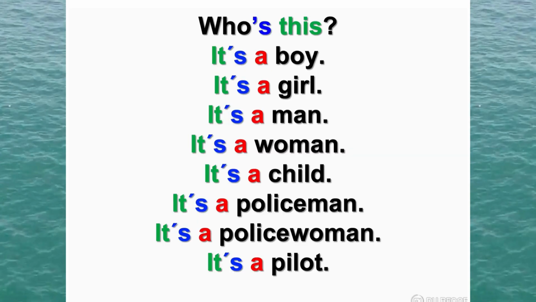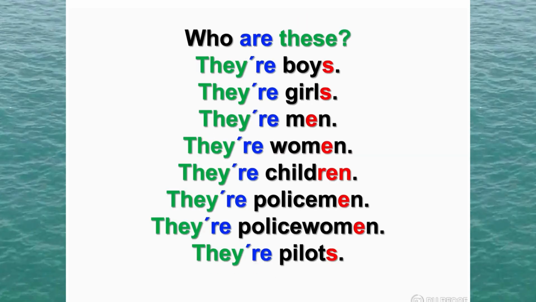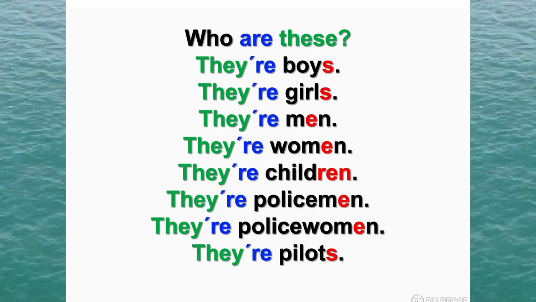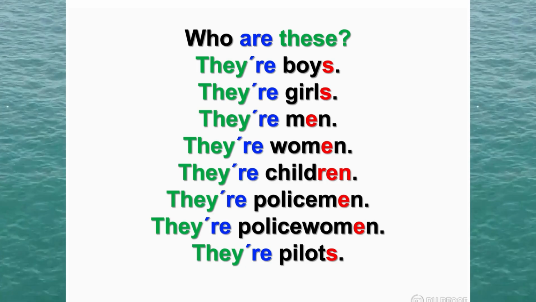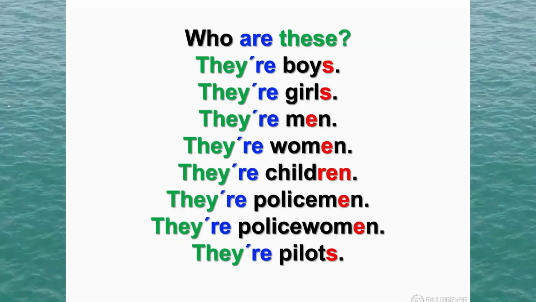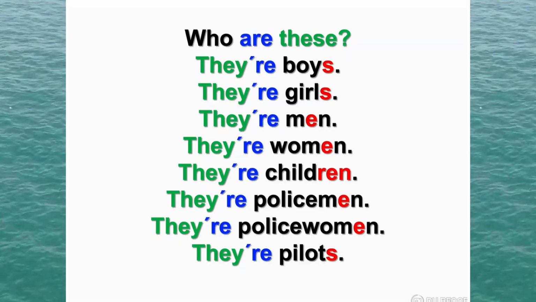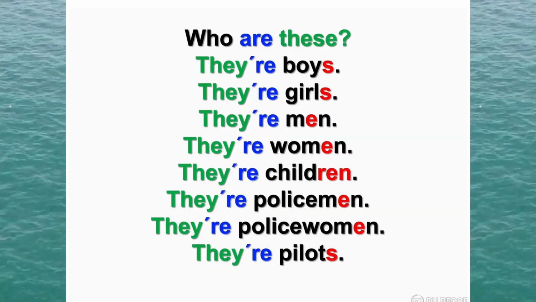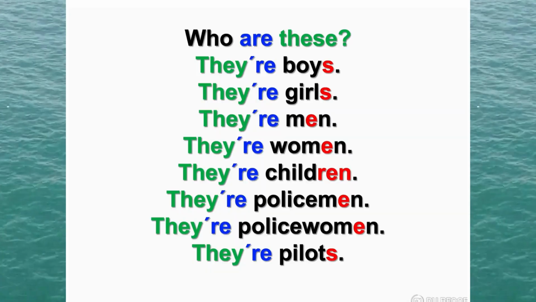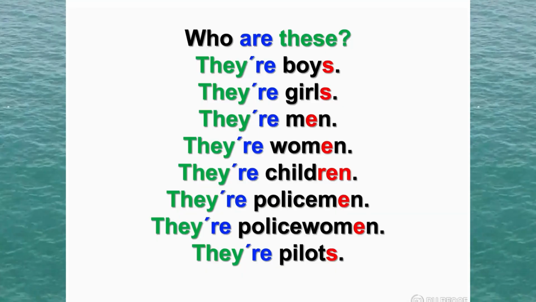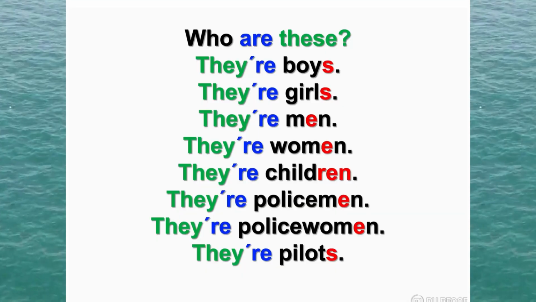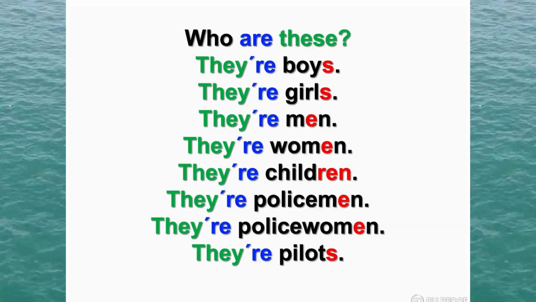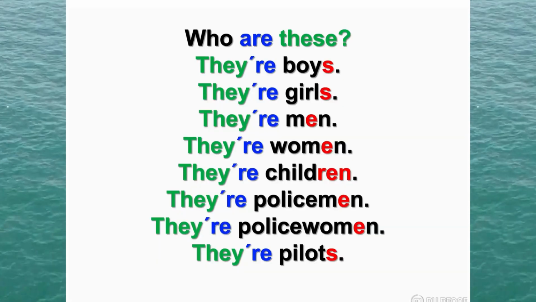Let's continue. The plural. Who are these? We can say these are boys, but it's better to say they're boys. Who are these? They're girls. Who are these? They're men. Who are these? They're women. Who are these? They're children. Who are these? They're policemen. Who are these? They're policewomen. Who are these? They're pilots.